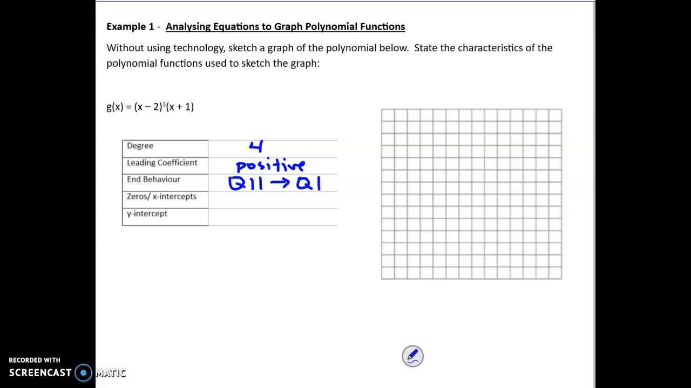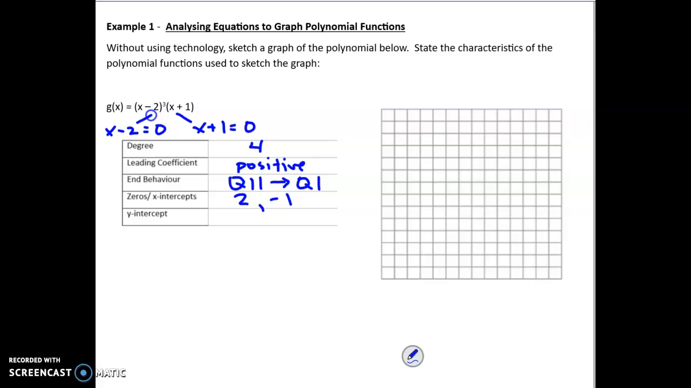Alright, the next thing to look at is our x-intercept. So here we already have it factored. So what I could do is I could set each of those factors equal to 0. So x minus 2 equals 0, which means one of my x-intercepts is at positive 2. If I go x plus 1 equals 0, move the 1 over, we have another x-intercept at negative 1. So there should be two x-intercepts here. One at 2, one at negative 1.